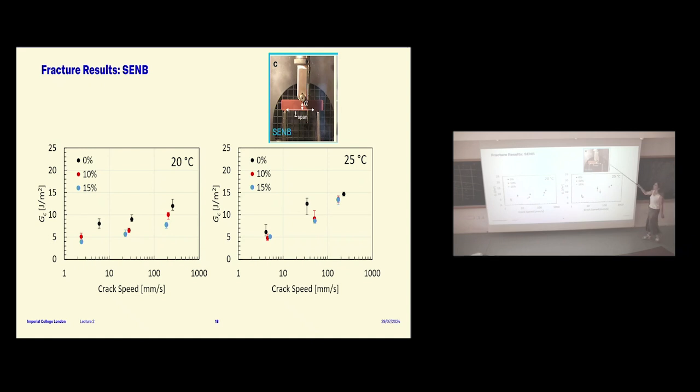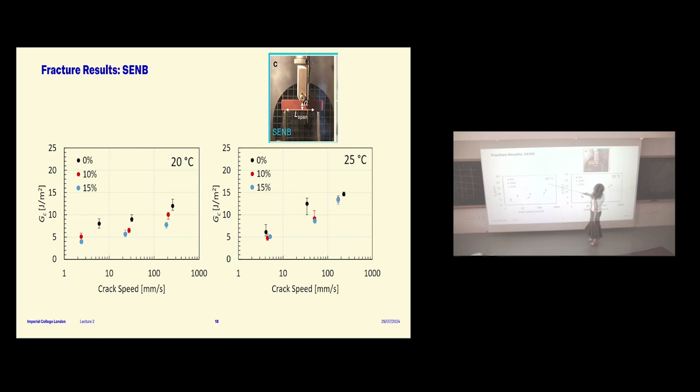So these are the results for the tests from the 3-point bending, which you could do on the solid-like specimens, at 20 and 25 degrees centigrade. And the colors are the different porosities. And you can see that if you start putting porosity into your material, your energy release rate, your toughness, is decreasing. So it's becoming more and more brittle, and that's okay, because usually this is what happens in solids. If you put pores in a solid, you're going to get stress concentrations, and then your toughness will go down.